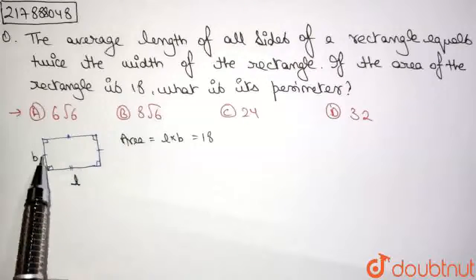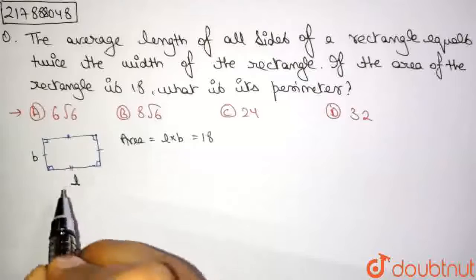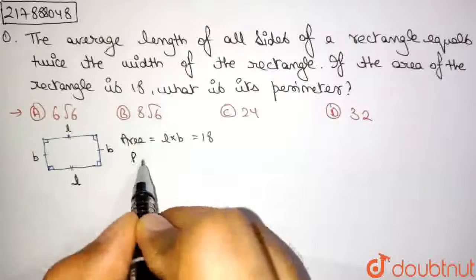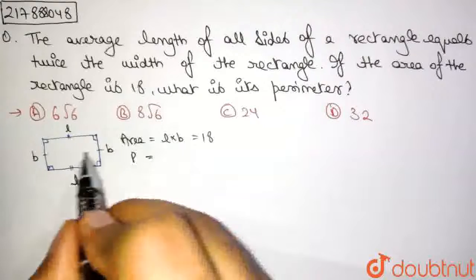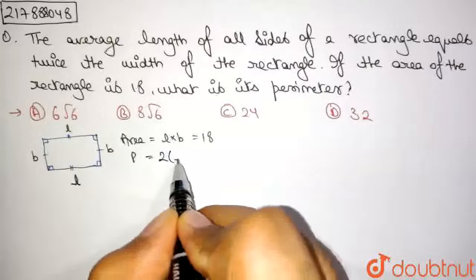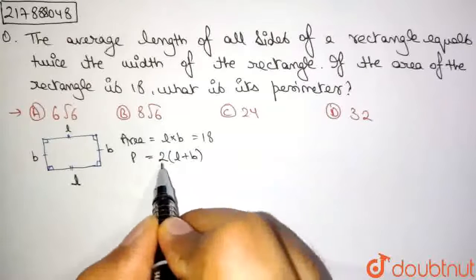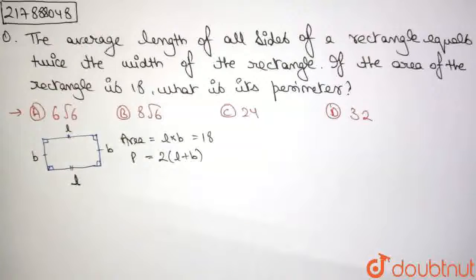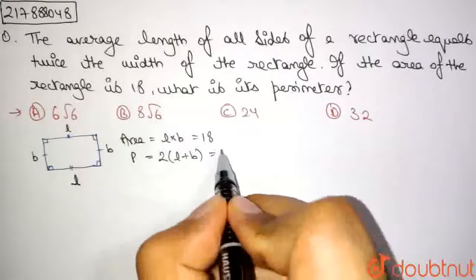So the perimeter is the sum of all the sides. So I have length, breadth, length and breadth. So I can say perimeter P is equal to length plus breadth plus length plus breadth, which is nothing but 2 times (length plus breadth), so twice of length plus twice of breadth. So these two formulas we must know, and we need to find this value.